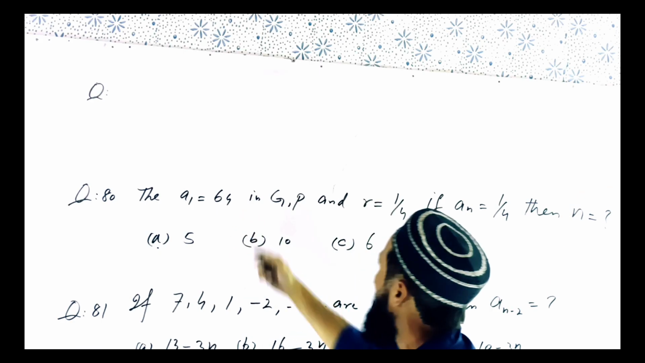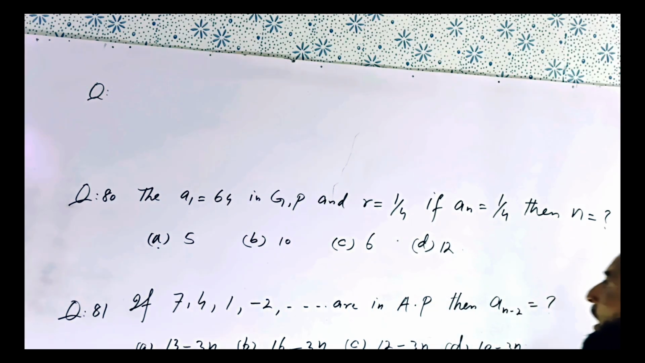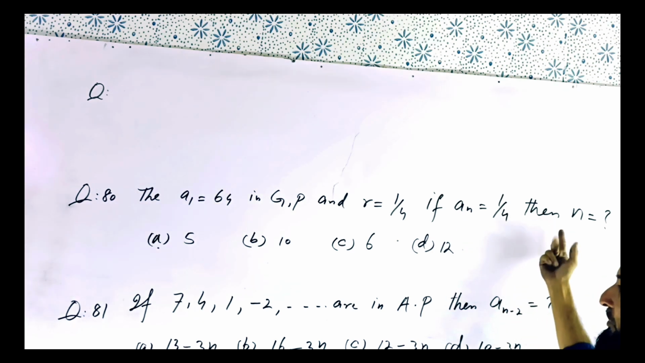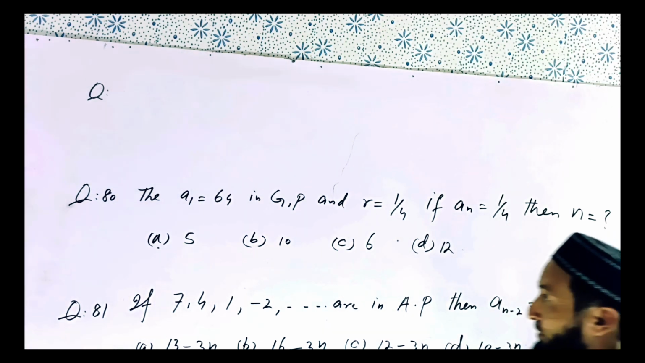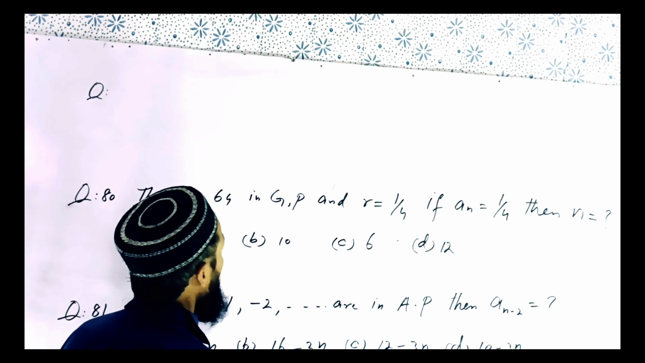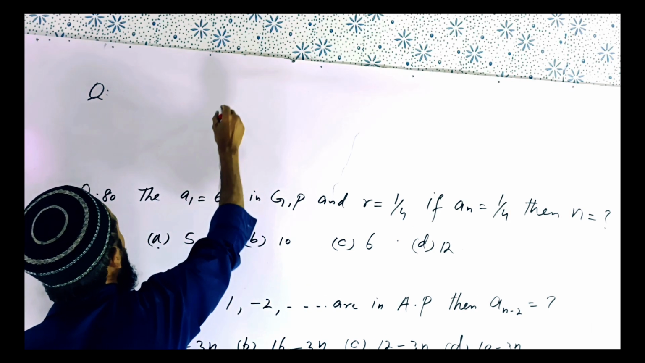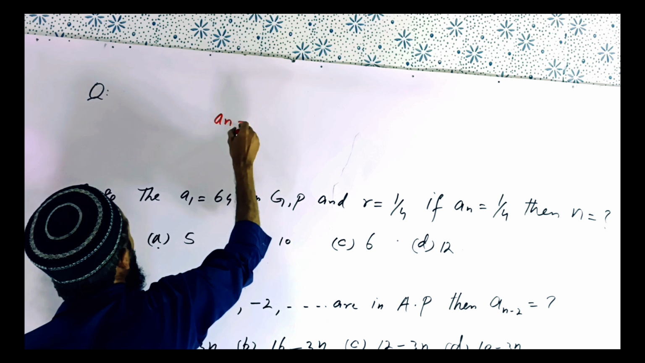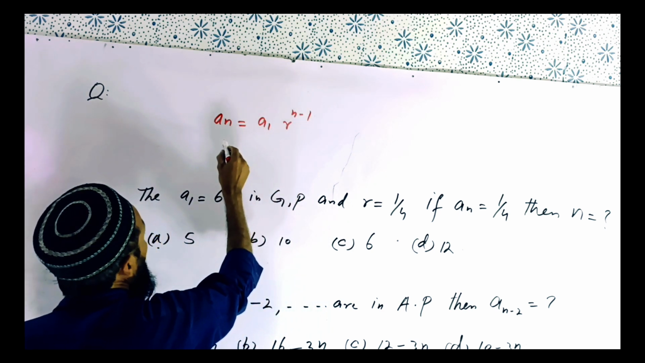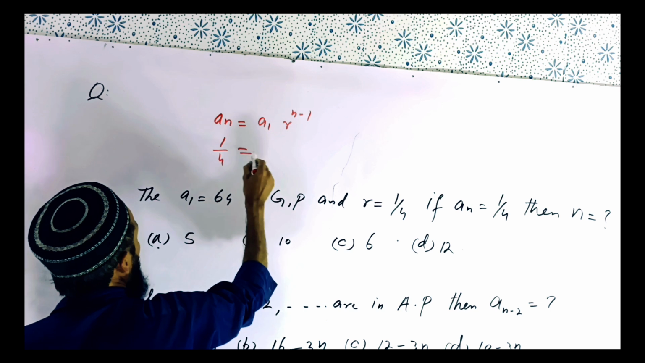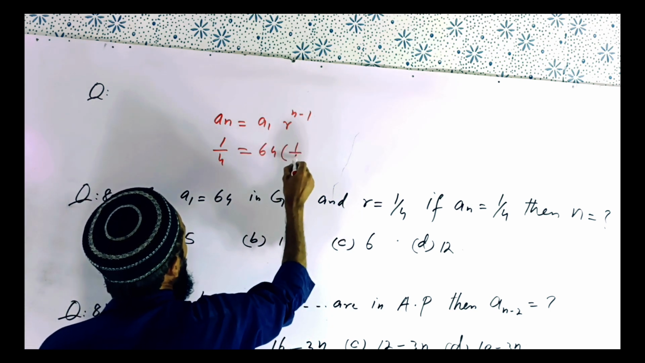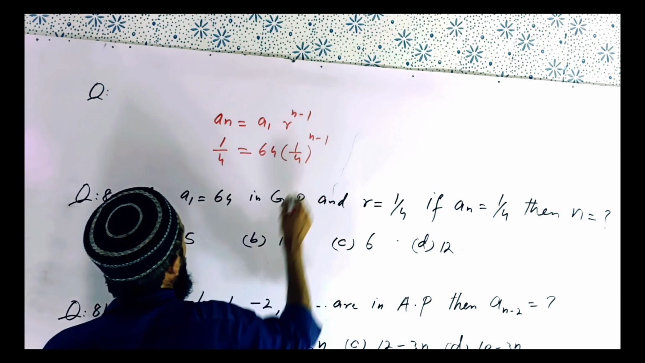It is also given a geometric progression, and the common ratio is also given. The general term is also given. What is the number of terms in this value? So we are using the geometric progression formula. If the nth term is given, an is equal to a1 r to the power n minus 1. The general term is given 1 by 4, and the first term is also 64. R is also given 1 by 4, power n minus 1.